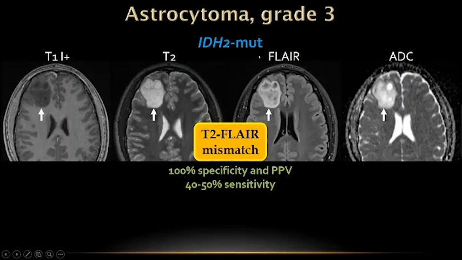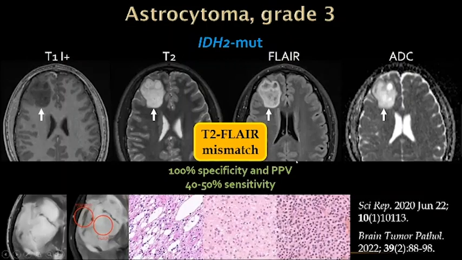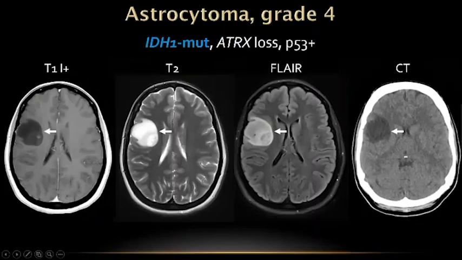for IDH mutated astrocytomas. Pathologically, it seems to correspond to, again, the serous fluid enlarged intracellular spaces as well as intercellular spaces. So the presence of more serous fluid, whether it's within the cells or between cells. And so that corresponds to these kind of simple cystic areas. So you don't always see this, but if you do see that T2 FLAIR mismatch or dropout, that's very suggestive of IDH mutated astrocytomas.